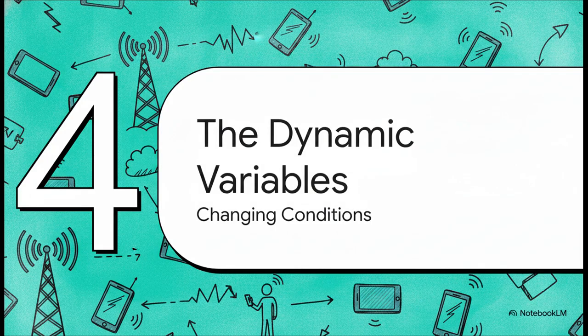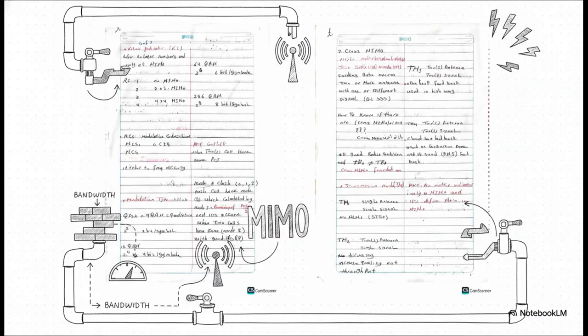All right, jumping into section 4, the dynamic variables. So now that we've got our pipe built, let's look at the elements that actively change based on your specific network conditions. Things like how far you are from the tower or the tech packed inside your actual phone.